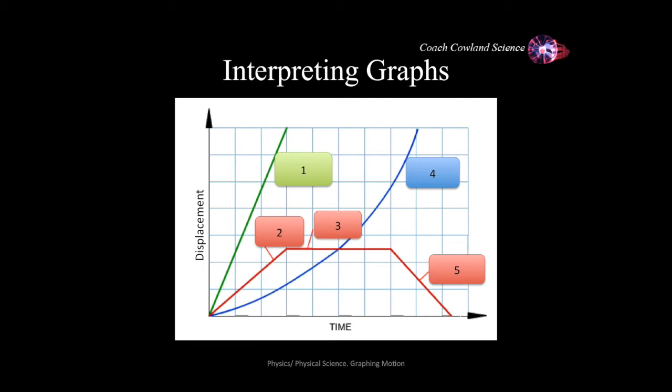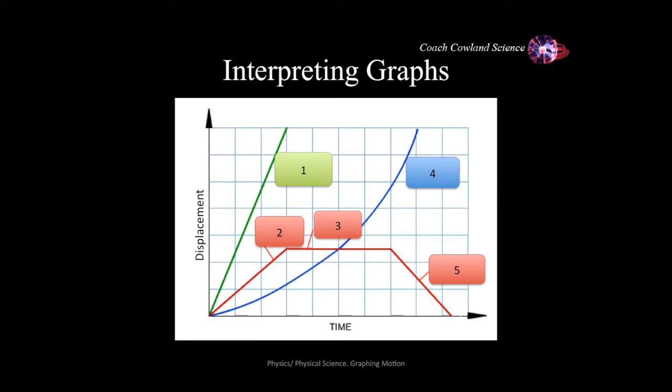Now we have five aspects of this graph that we're looking at. There's the green line, the red line, which actually changes, and then there's this curved blue line, which is a little unusual. What do you think is going on for each of these lines? We'll go through one by one, but I want you to have a think about it before we do. Okay, are you ready? Okay, the first line, number one.